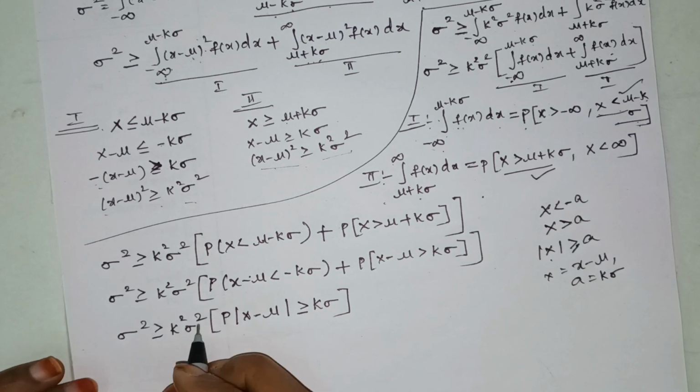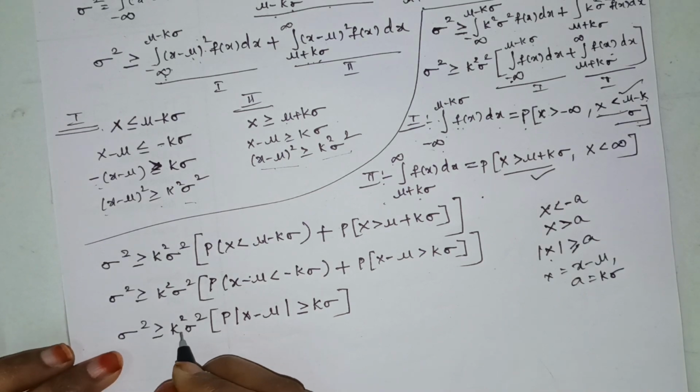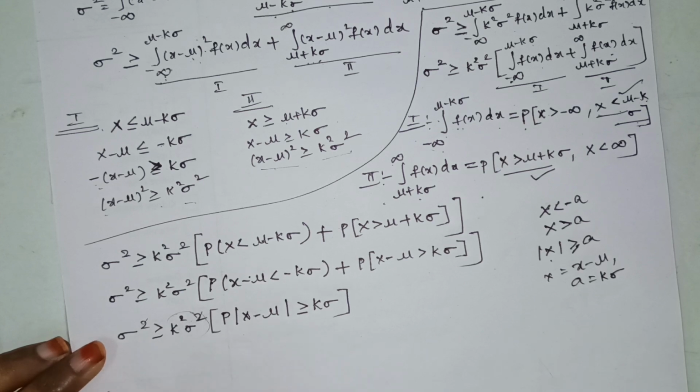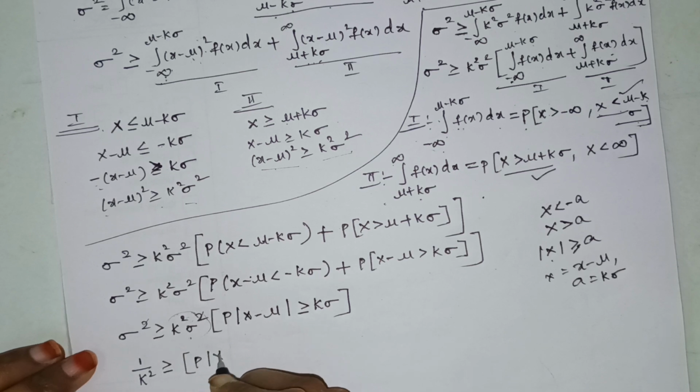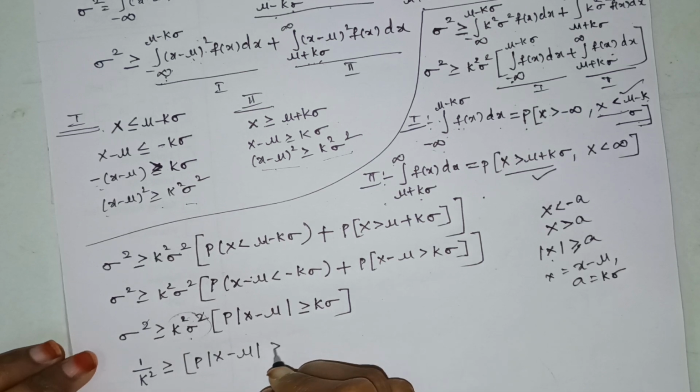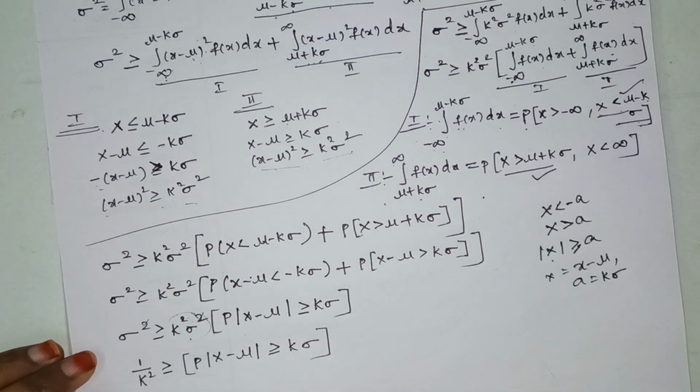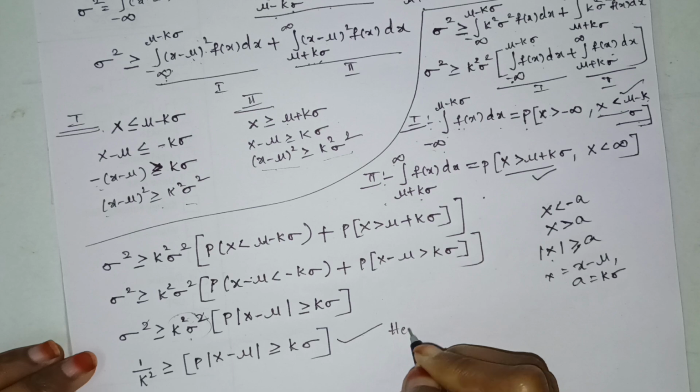Okay, then if you take this as this side, then sigma square will cancel and k square is in the multiplication. If it comes this side, then it will become divided by, 1 by k square is greater than or equals to probability of mod x minus mu greater than or equals to k sigma. This is what we need to prove. The first one hence proved.